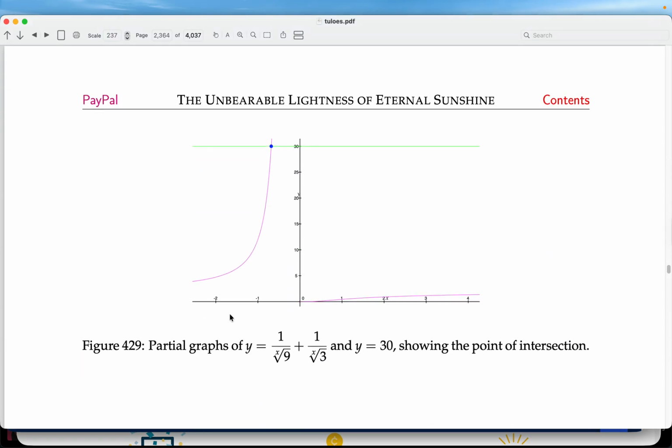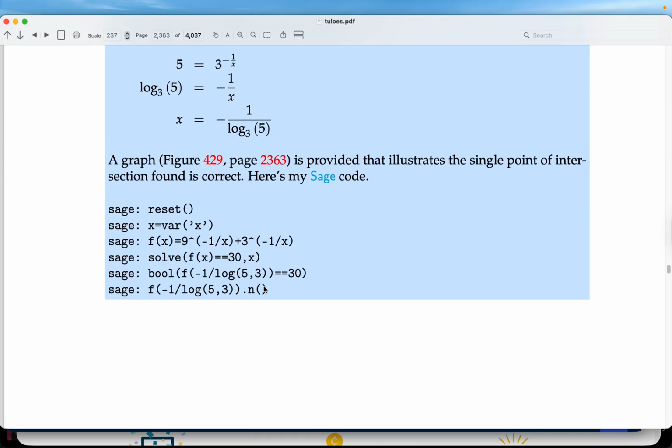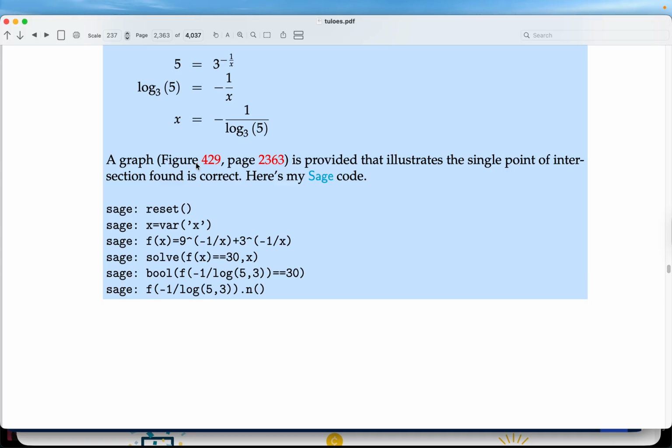The graph is being provided to you, showing that the graph of the left and right-hand side intersect at a particular point, and that point's over here. All right. So what I want to do is just check it, make sure the answer I've got is the correct answer. So I'm going to go to Sage.